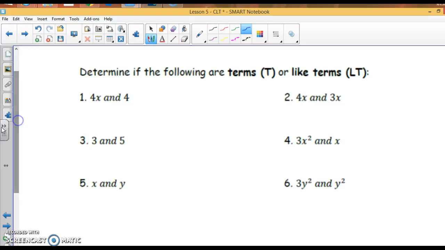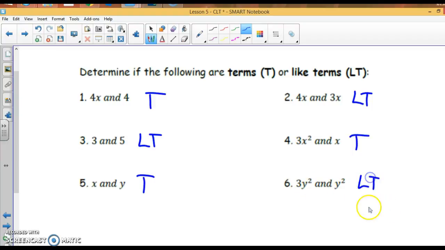Alright, in this part of the notes, we're going to call these either terms or like terms. These 2 are just terms because they don't both have an x. These are like terms because they are both constants. There's no variable. x and y, those are just terms because the variables are not the same. 3x and 4x are like terms because they both have an x. 3x squared and x are just terms because they're not to the second power. 3y squared and y squared are like terms because they both have a y and they are both to the second power.